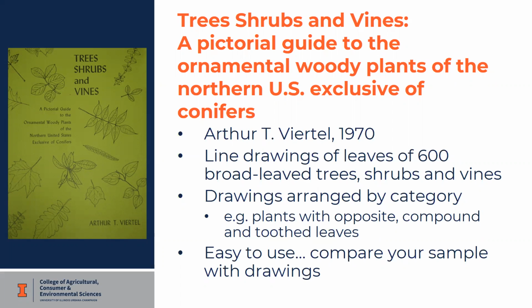And there are a lot of leaf illustrations within this publication, and they're organized by leaf arrangement, simple or compound, and then it goes into describing some of the leaf margins. Once you find the appropriate group, you can compare your sample to that illustration and find your identification. It is still available for sale. Again, it was originally published in 1970, but they've been reprinting it, and you can find it on everyone's favorite online bookstore, Amazon.